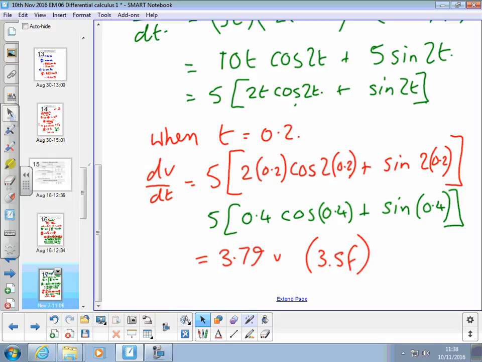Is volts right? Have I given the right units there? Rate of change should be volts per second. So what that's saying is the voltage is increasing at that point by 3.79 volts every second.